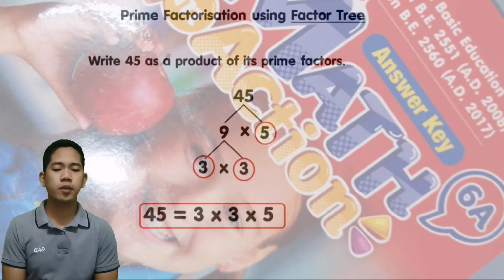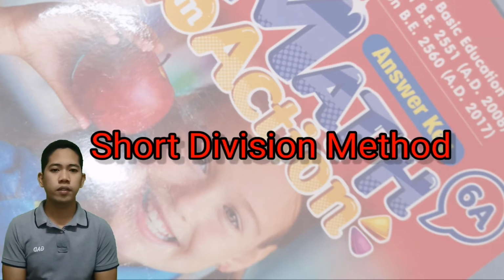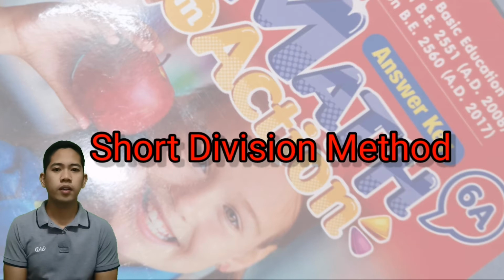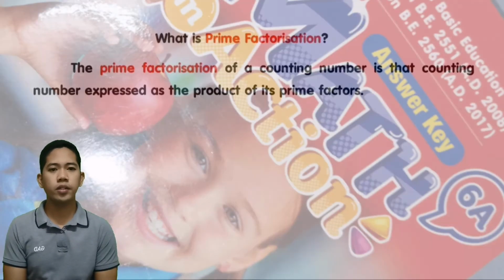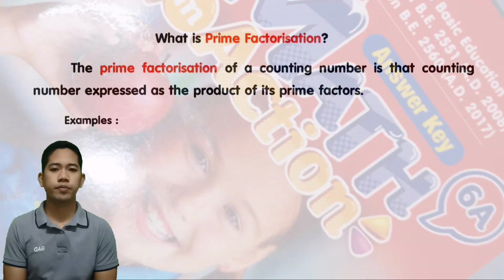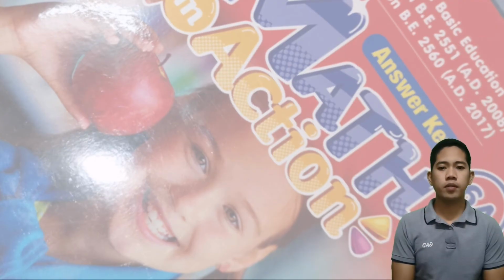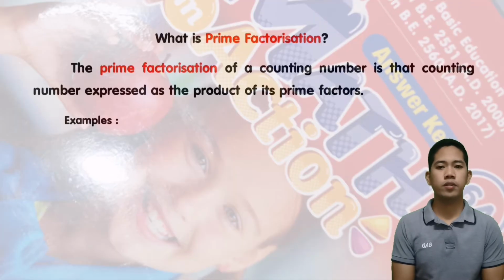It seems that you still remember prime factorization using factor tree method. Let us now discuss prime factorization by short division method. Again, what is prime factorization? When we say prime factorization, we are just expressing a counting number as a product of its prime factors. Here are the examples of counting numbers that are expressed as product of its prime factors.